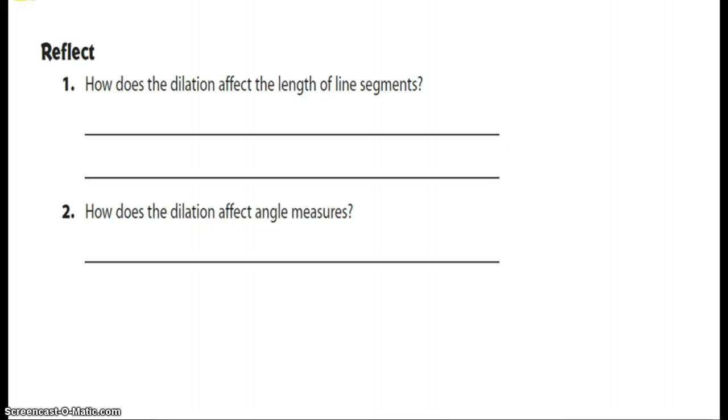Then I need you to reflect: how does this dilation affect the length of the line segments? This is something you might want to look at, because I have seen test questions on dimensional change and the effect of a scale factor on a particular image. I've seen those questions on the test. And then, how does the dilation affect angle measures? Go ahead and stop and answer those two, and then come back and we'll work it together.